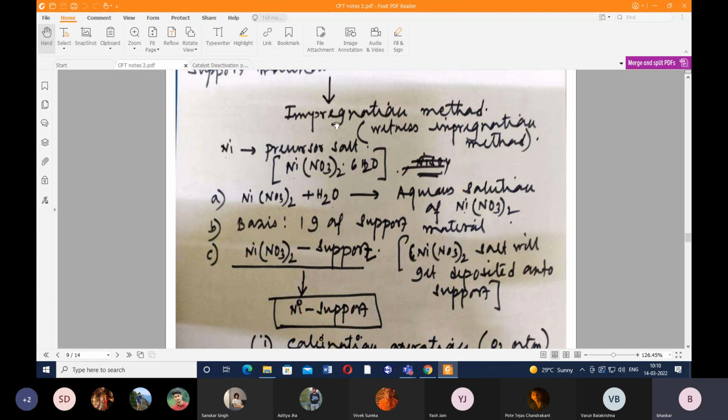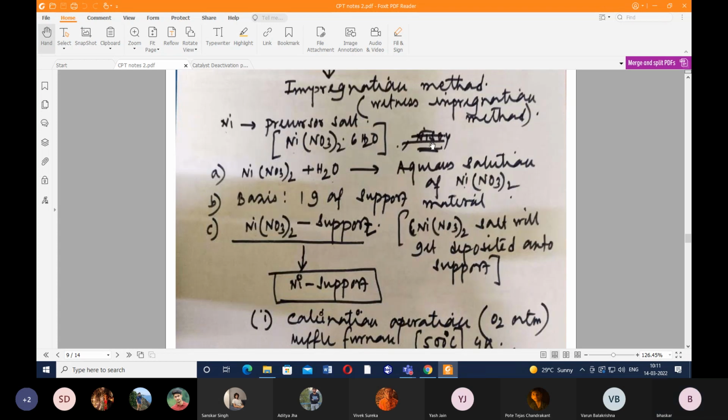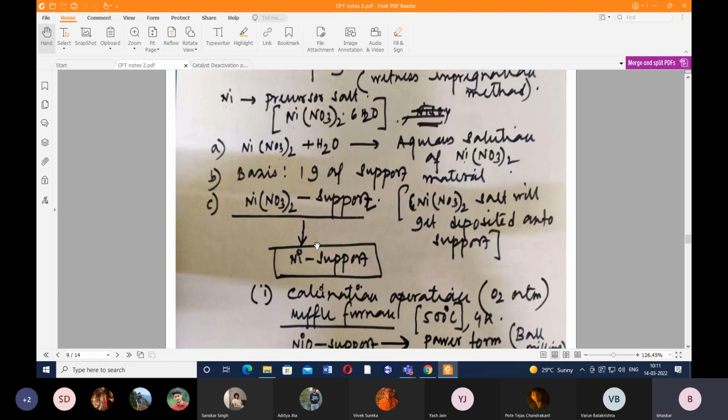We are using the impregnation method to incorporate nickel nitrate onto the surface of this support material. And the support material is in powder form. Remember this. As a result, nickel nitrate salt will get deposited onto the surface of a support material by this method. But our objective is to get nickel on a support material. So nickel on a support material is our catalyst.